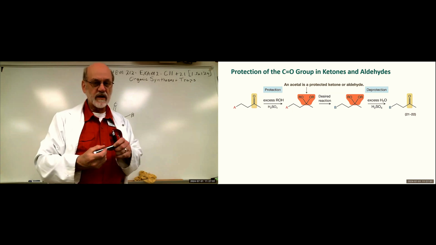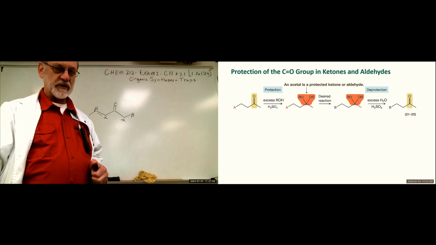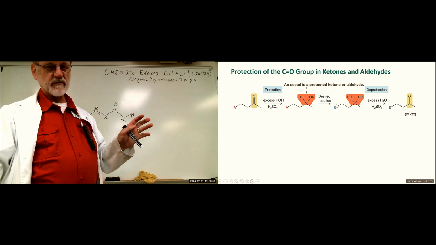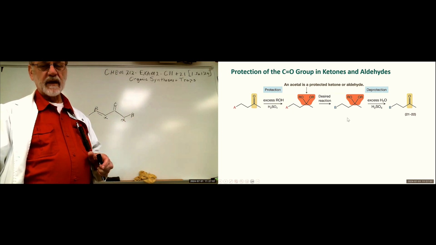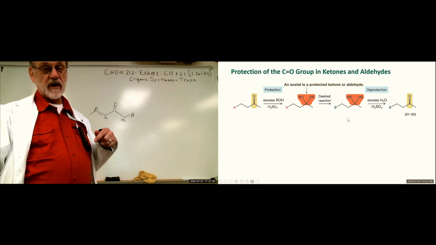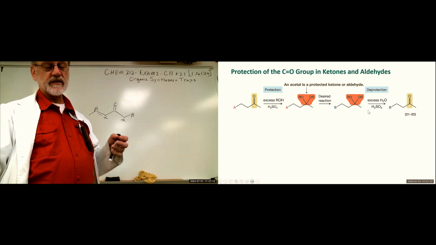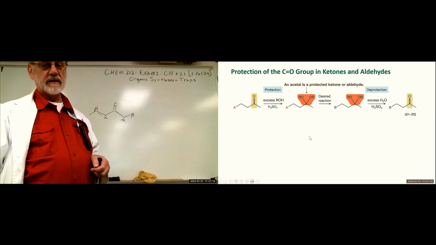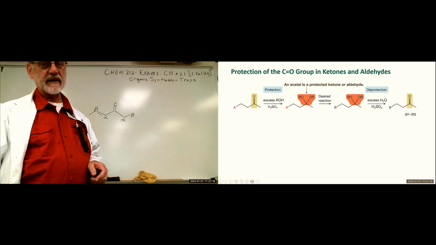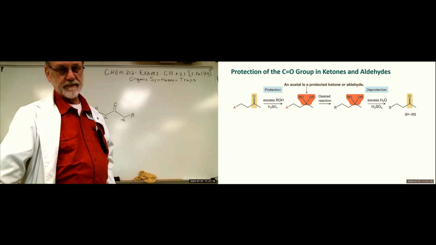So we perform the reaction. That site is protected. We perform the reaction, change A to B in this case. And then all we need is water in acidic conditions, and we can reconstitute B. So that would be a good choice for protecting a carbonyl group.